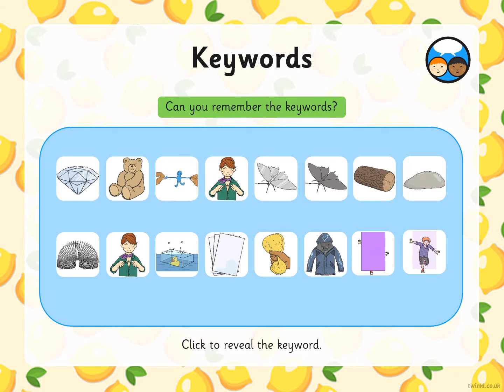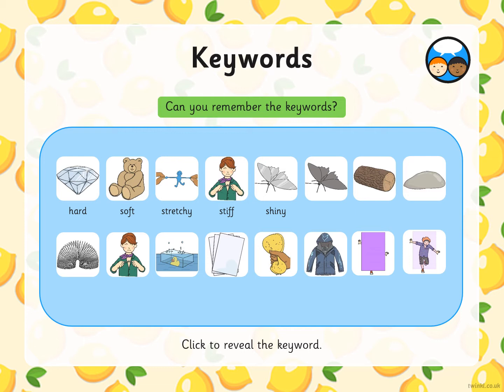Look at the first picture, diamond. What do you think is the property of diamond? Yes, very good. It's hard. Then we have a teddy bear. The teddy bear is soft. Look at this. It's so stretchy. Then this one's so stiff. You cannot stretch it. Next one. It's so shiny. So all of these are the properties of these objects.